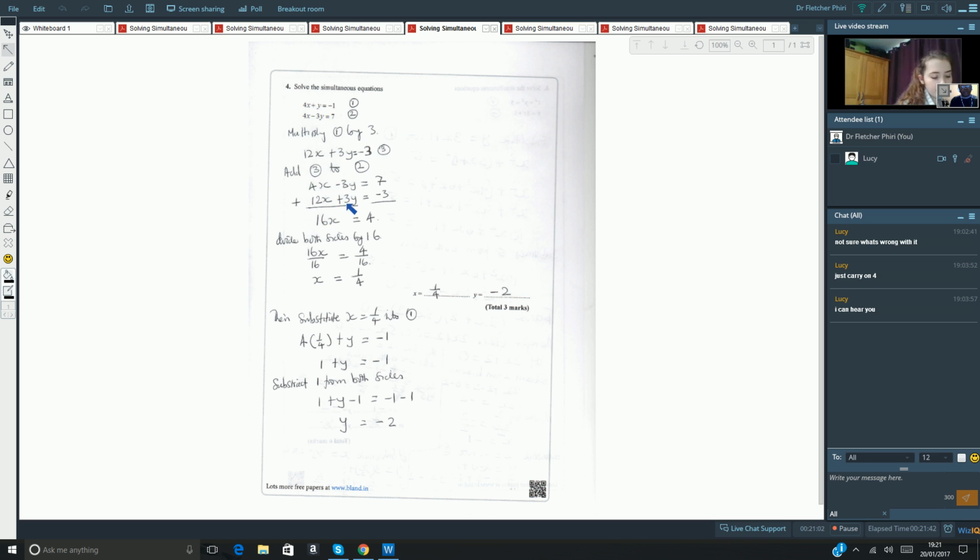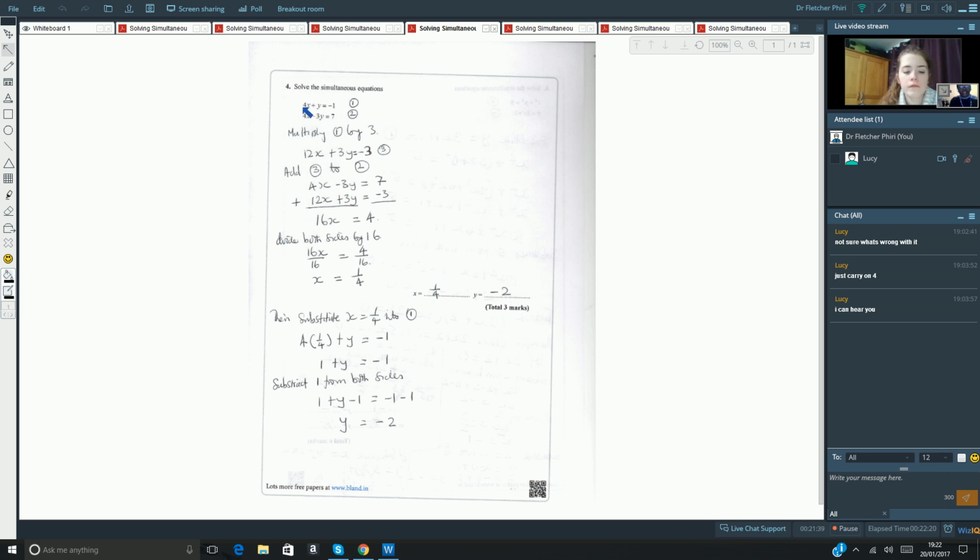If I add 4 plus 12 gives me 16x, minus 3y plus 3y gives me 0 here, and 7 minus 3 gives me 4. Then what I need to do is divide this side by 16 and do the same on the right hand side by 16. So this is what you see here. 16x divided by 16 will give me x, and 4 divided by 16 will give me 1/4. So your first answer is x is equal to 1/4.